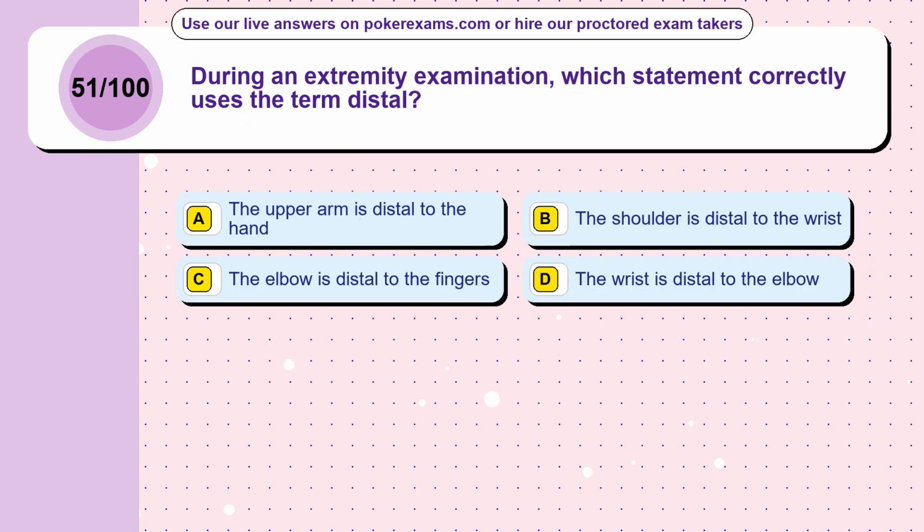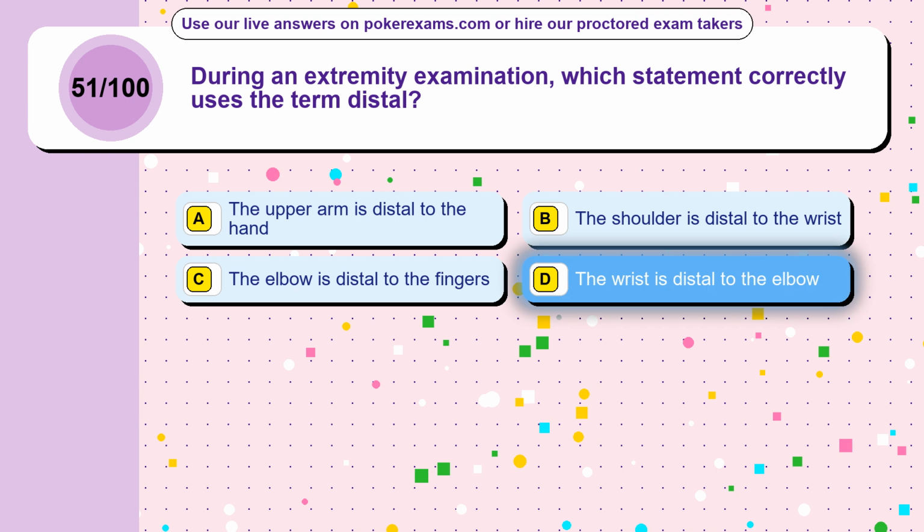Question 51. During an extremity examination, which statement correctly uses the term distal? Option A. The upper arm is distal to the hand. Option B. The shoulder is distal to the wrist. Option C. The elbow is distal to the fingers. Option D. The wrist is distal to the elbow. The correct answer is option D.